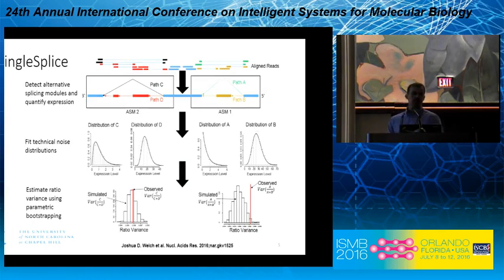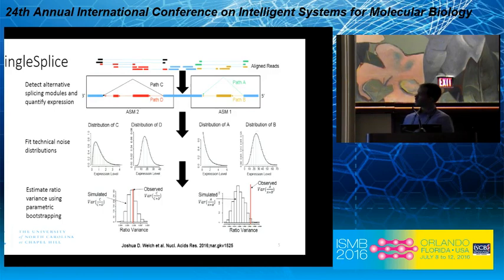So we developed a method called SingleSplice to identify alternative splicing in single cells. The method has 3 steps, and I'll go through each of these in detail. But by way of overview, we first identify regions of genes that can potentially undergo alternative splicing. And then for each of the regions, we fit a noise distribution that describes how we expect it to vary based on technical noise. And then we estimate the variance that we expect to see for the ratio of isoforms using bootstrapping.